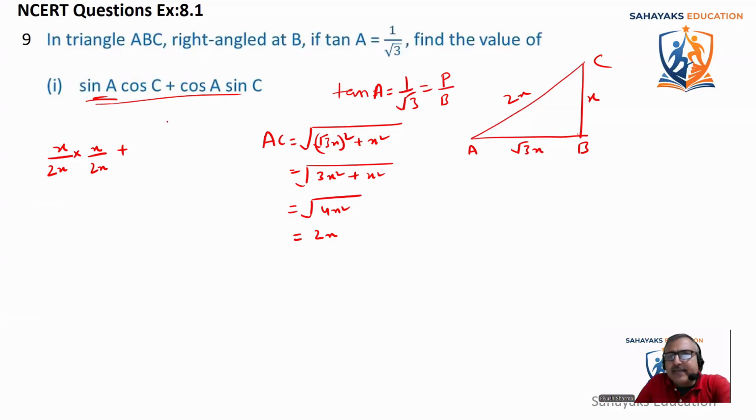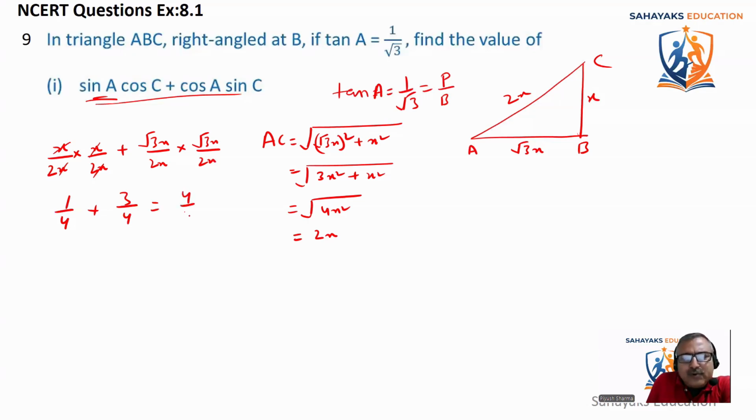So when we consider cos A, that will be root 3x by 2x into sine C. When you're saying sine C, AB will be perpendicular. So it comes as root 3x by 2x. So it comes out to be x square by 4x, or x will cancel out. It will become 1 by 4 plus root 3 into root 3 is 3 by 4. So 3 by 4 plus 1 by 4 is 4 by 4, and the value comes out to be 1. So the entire value comes out to be 1.